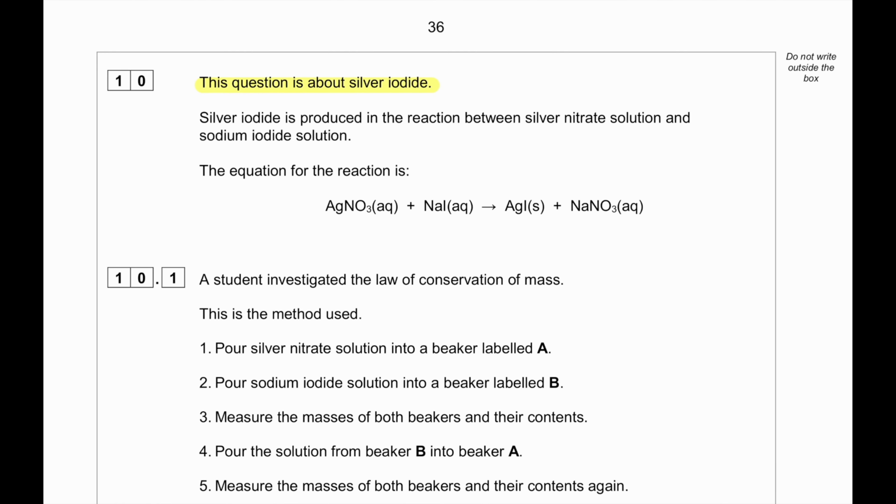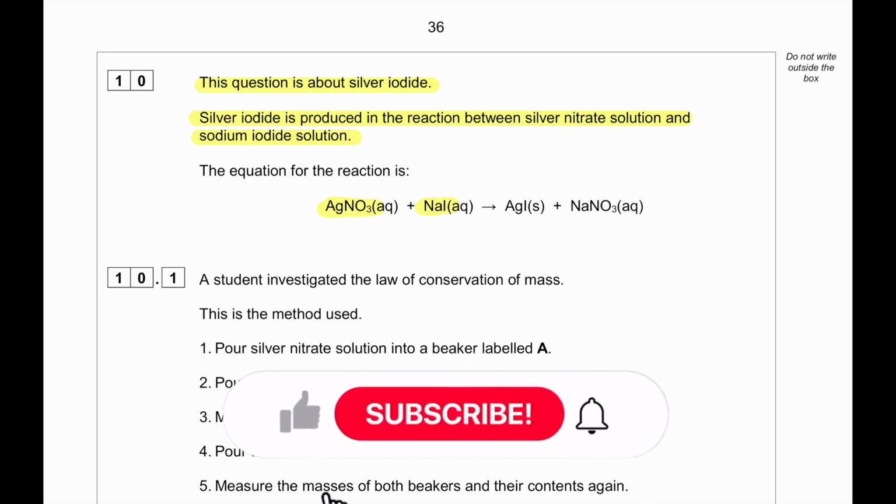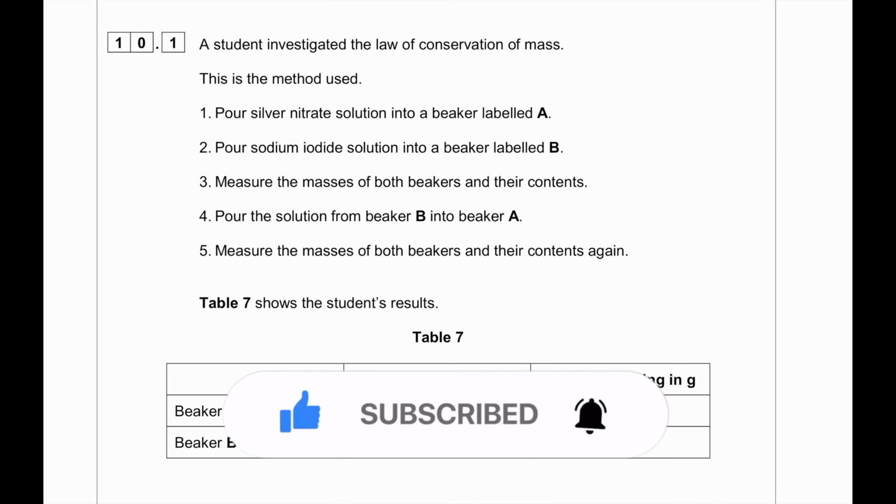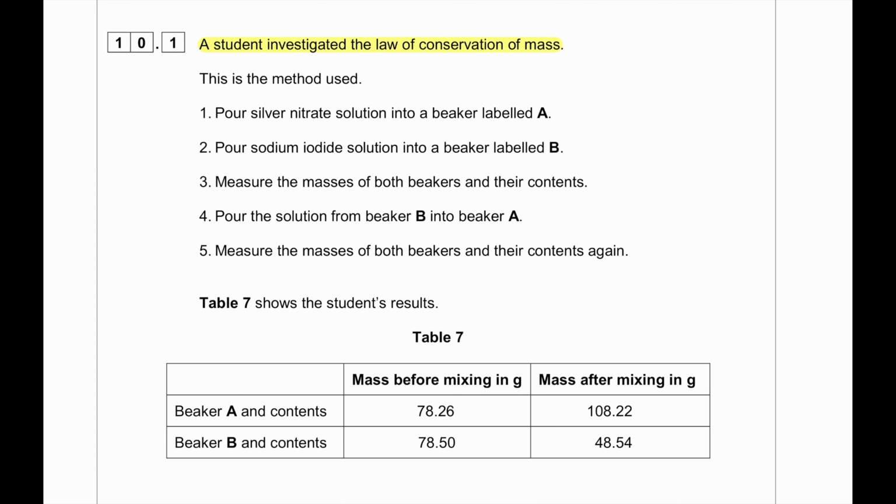This question is about silver iodide. Silver iodide is produced in the reaction between silver nitrate solution and sodium iodide solution. Silver nitrate and sodium iodide are reacted together to produce silver iodide and sodium nitrate. Okay, great. A student investigated the law of conservation of mass.